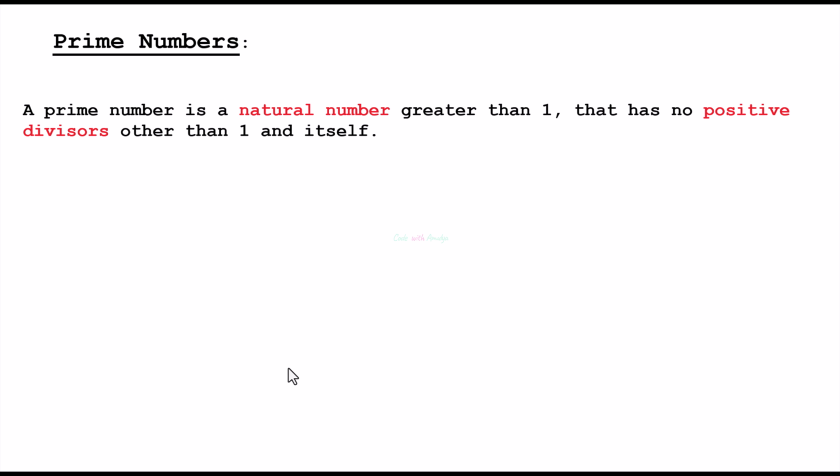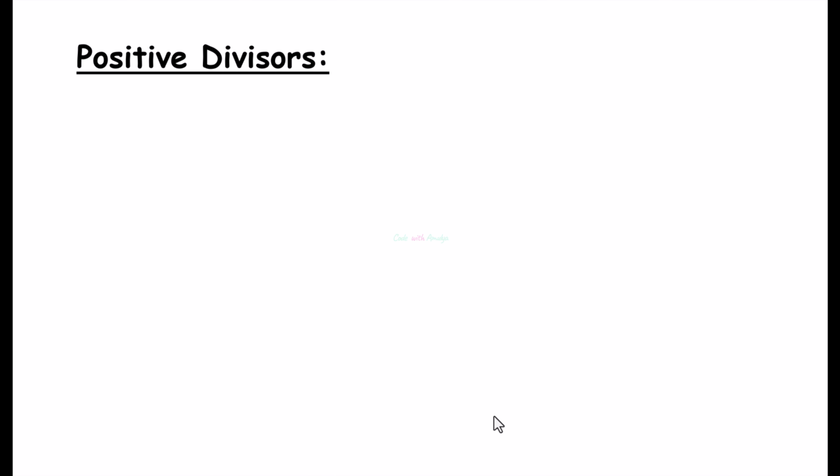Next, let's see how to find all the positive divisors of a given number. To find all the positive divisors of the given number, we need to start from 1 and divide that number by each number from 1 up to that number, and we need to check for the remainder. If we get 0 as the remainder, then that number is a positive divisor of the given number.